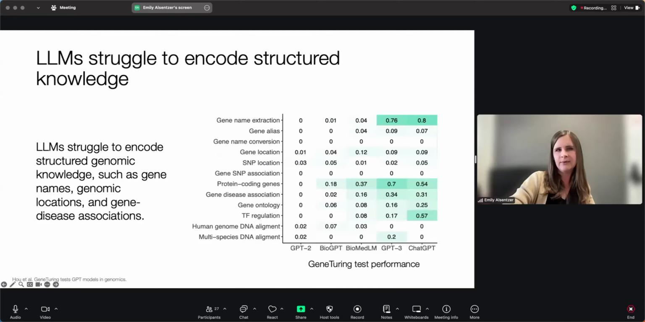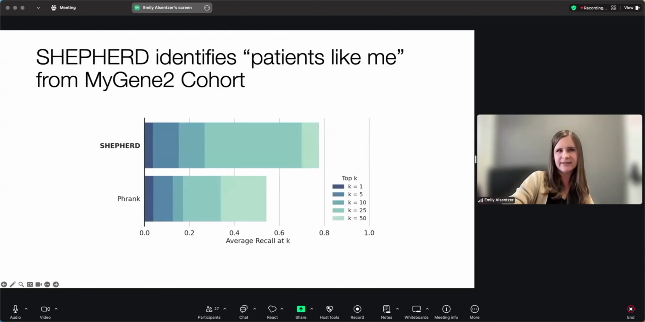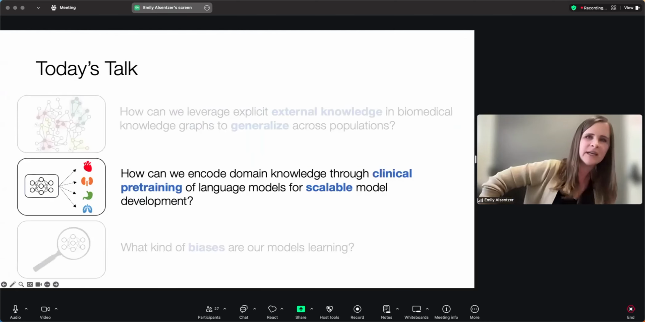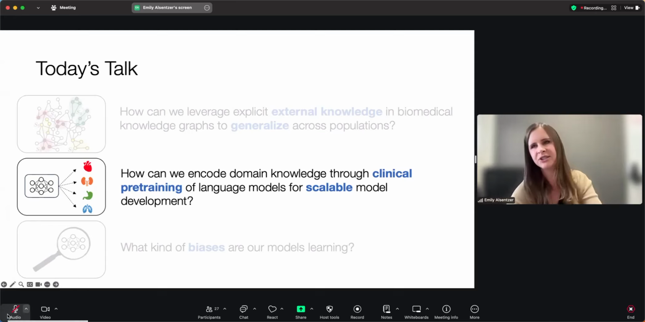All right, I will then move on unless there are any other questions. So we're going to switch gears a little bit. At this point, I've been talking about how we've been leveraging explicit information in these knowledge graphs to incorporate domain knowledge into our models. I'm now going to switch gears and talk about how we can implicitly encode domain knowledge through clinical pre-training of these models.